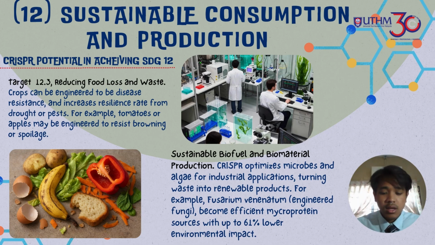By doing this, whenever a crop is produced and engineered to resist browning, it can last up to maybe 1 month before it gets bad. So it's a good innovation for sustainable consumption. Secondly is sustainable biofuel and biomaterial production. CRISPR optimizes microbes and algae for industrial applications, turning waste into renewable products. For example, Fusarium venenatum or engineered fungi become efficient microprotein sources with up to 61% lower environmental impact.